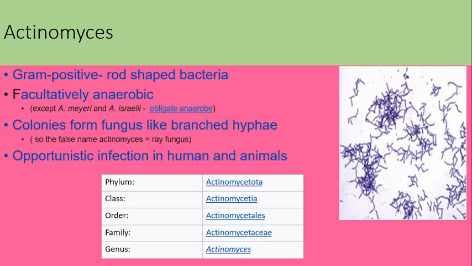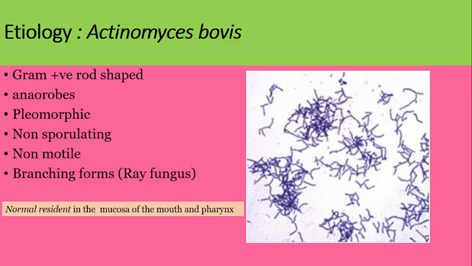This Actinomyces is a gram-positive rod-shaped bacteria, facultatively anaerobic, and colonies form fungus-like branched hyphae. That's why the false name Actinomyces, otherwise known as ray fungus. These are opportunistic infections in humans and animals. The genus is Actinomyces. The disease in cattle is known as lumpy jaw, and it is caused by Actinomyces bovis.